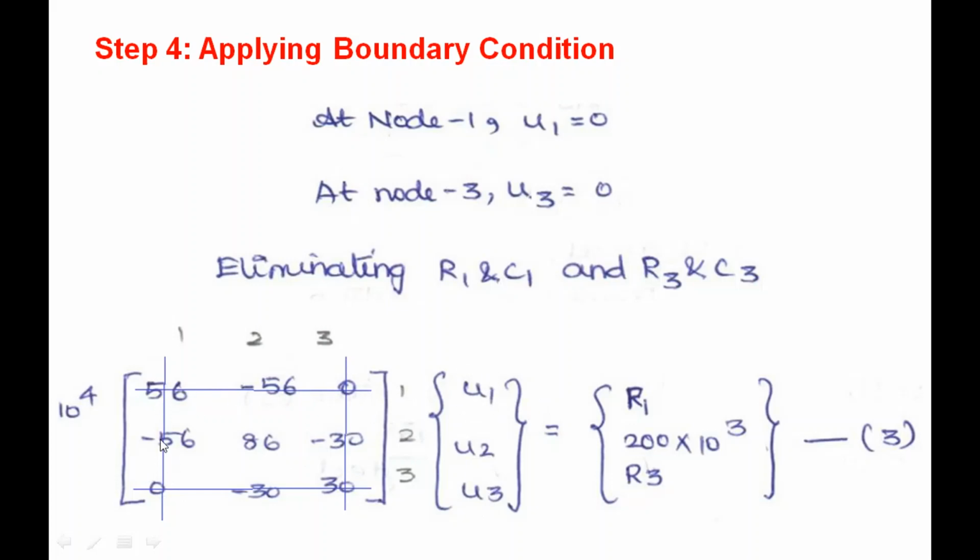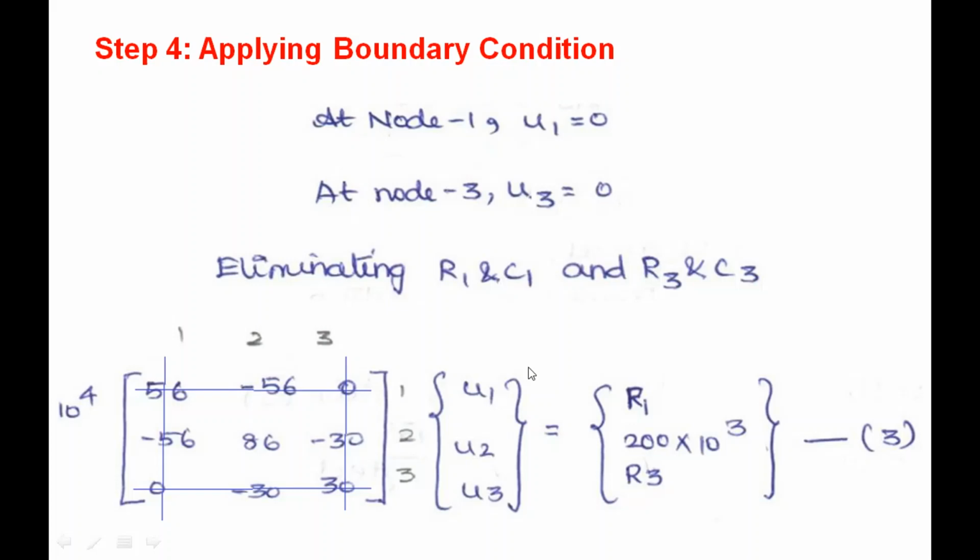Mathematically, when you make u1 0, this row and this column will not have any effect in the matrix multiplication. That is why we are eliminating row 1 and column 1 for u1, and row 3 and column 3 for u3. After eliminating these 2 rows and 2 columns, what is remaining? We have only one term, 86 into 10 power 4, which should be multiplied with u2, which will be equal to 200 into 10 power 3.